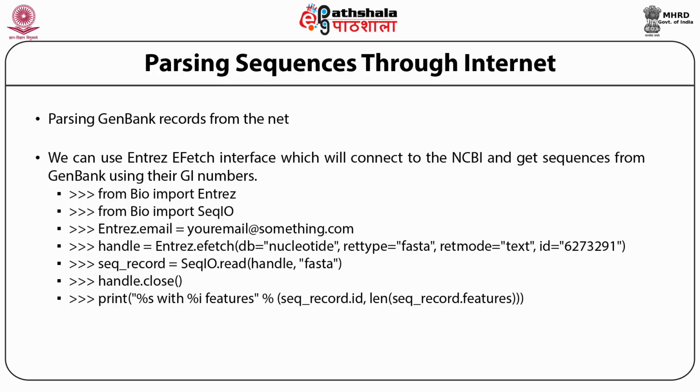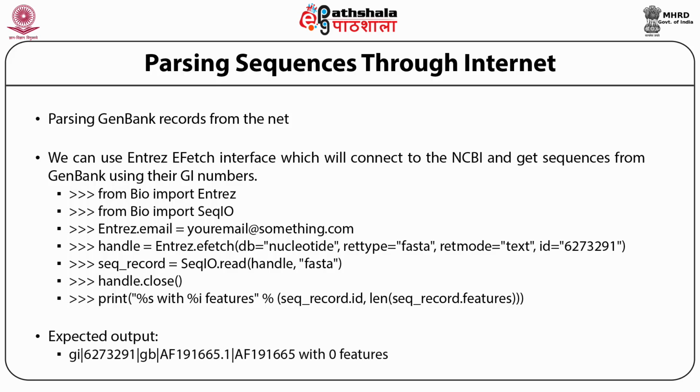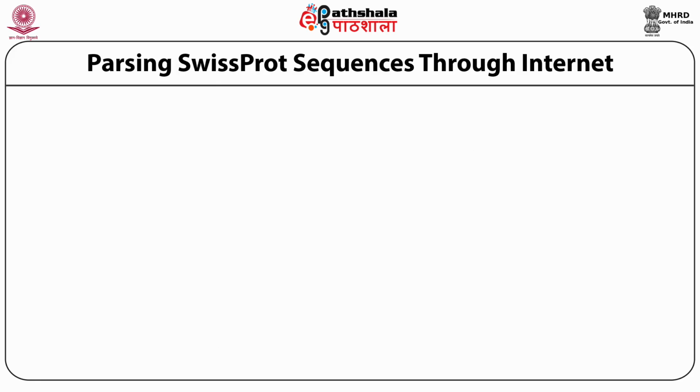Here I print the length of the sequence, so I use the length function. Our output will be the GI ID, which I print as a string by saying %s, and then the GenBank accession, and all the other parameters that I want to print. So we have connected to GenBank, and we have parsed the sequence of the given sequence ID.